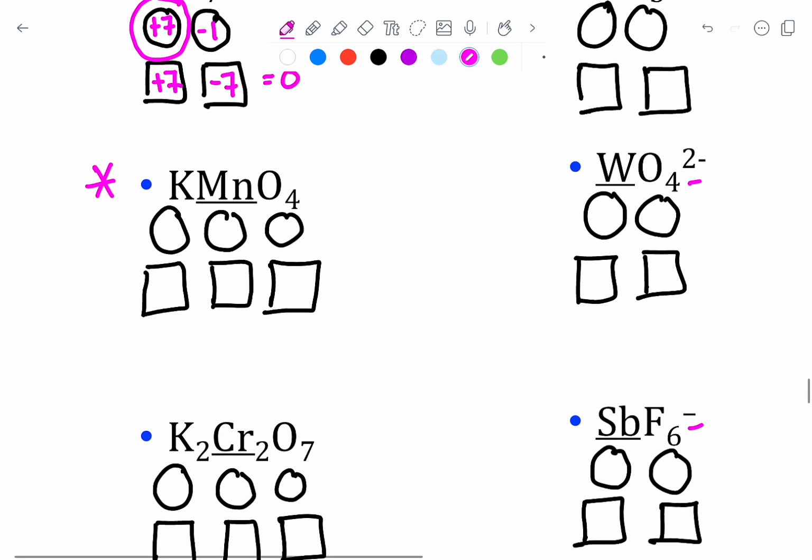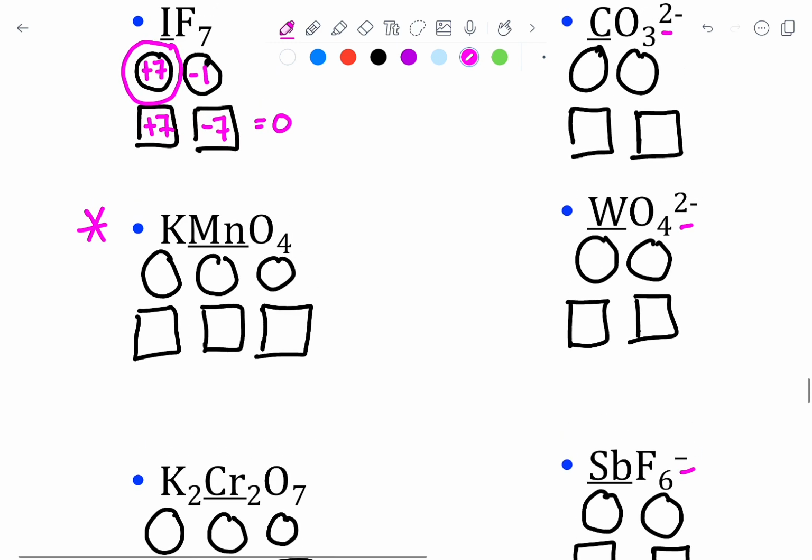KMnO4 was our first example that we did, where we said we have -2 for oxygen, +1 for potassium. So we have +1 contribution from potassium and -8 contribution for oxygen. Overall, this needs to equal 0, so manganese is +7. So the manganese oxidation state is +7.